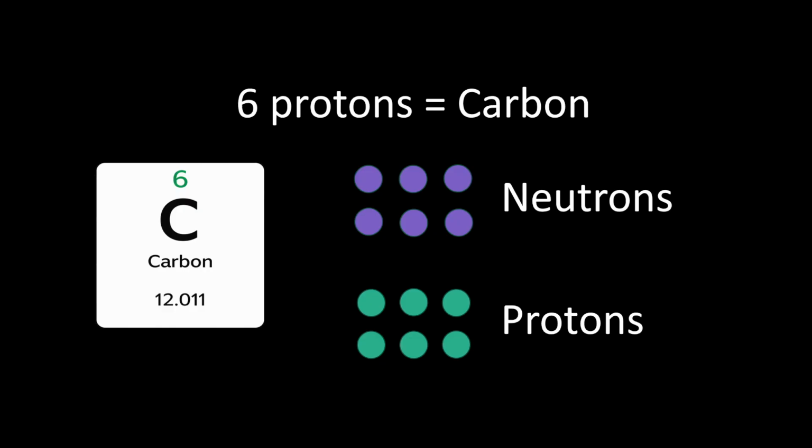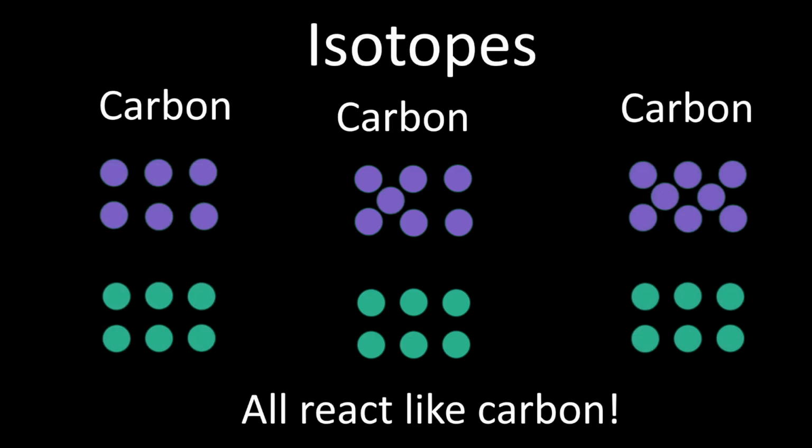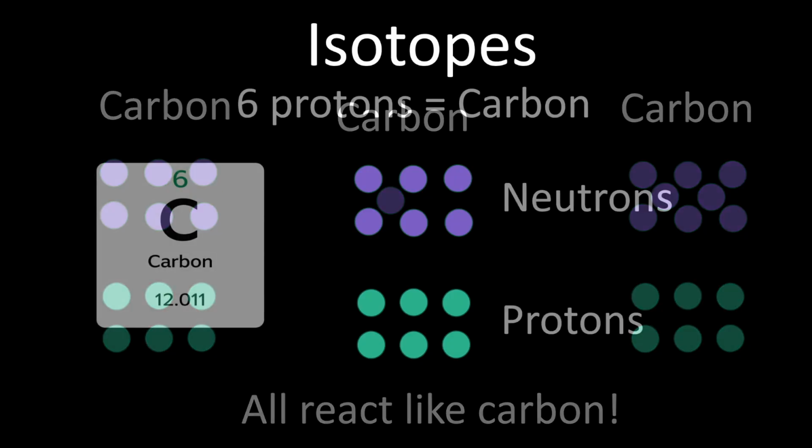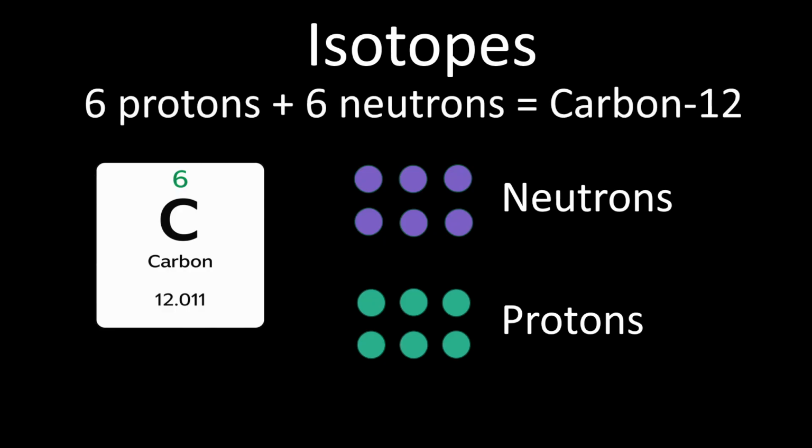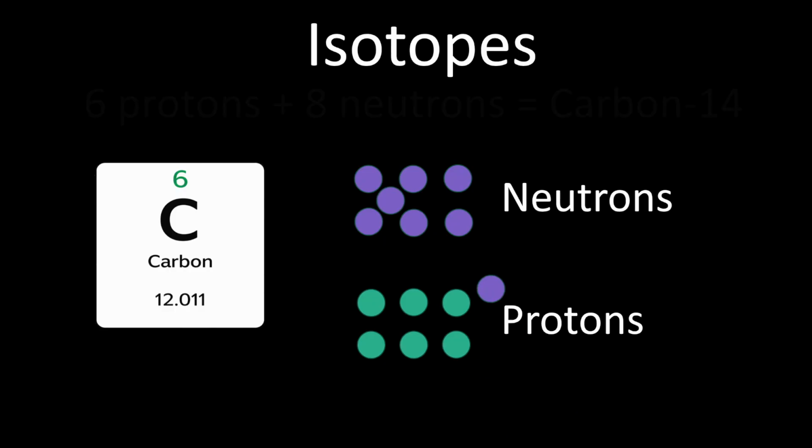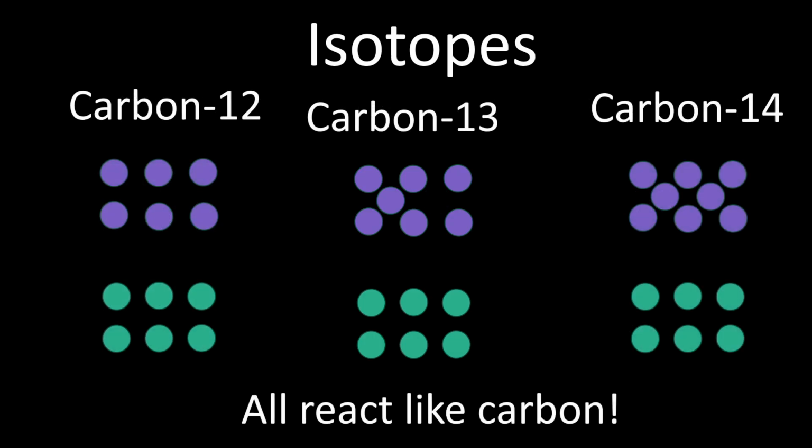Neutrons can vary in number. Atoms of the same element that differ in neutron number are called isotopes. Because the protons stay the same, isotopes behave chemically like the same element. Carbon-12, carbon-13, and carbon-14 are all carbon, because they each have 6 protons. They just contain different numbers of neutrons.